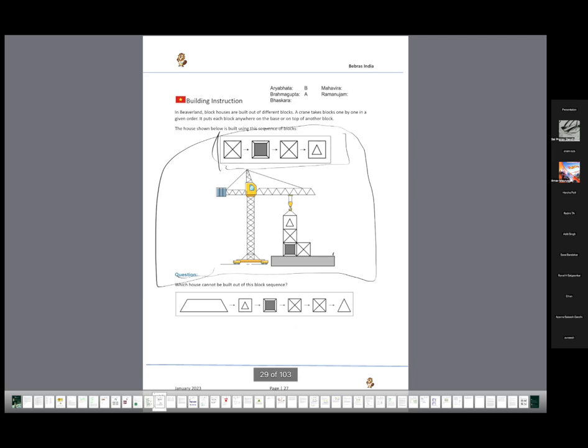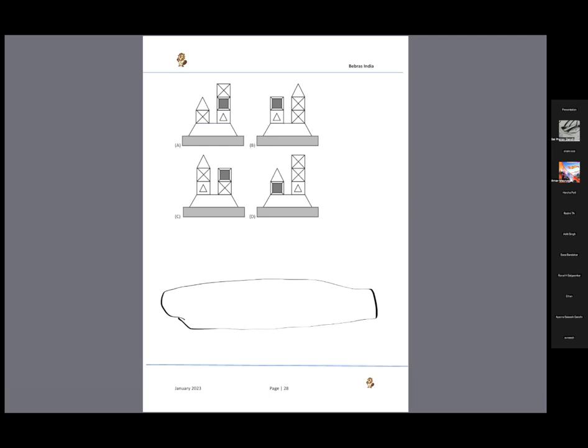So it has to first place the block on the very left, then place the block after it, and the block after it, and then the block after it. It can place them anywhere it wants, but it has to place them in that order. So the question is, out of these blocks in this order, which of these options can't be built?